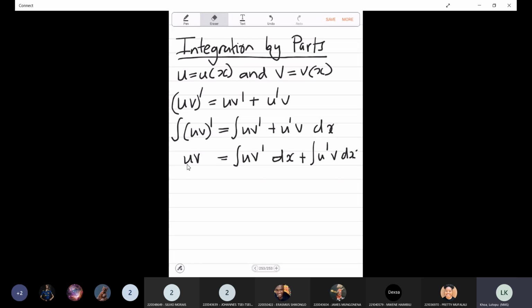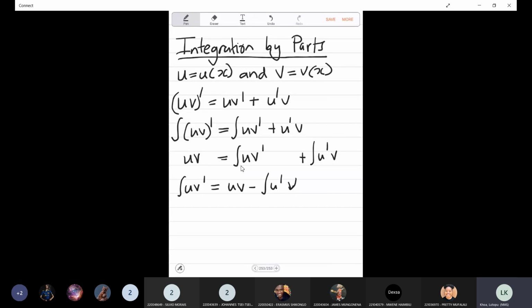Okay, or we don't even need to write the dx like that. And what we do is we now rewrite this: the integral of uv prime is equal to uv minus the integral of u prime v. So here everything we're integrating is of course with respect to x.